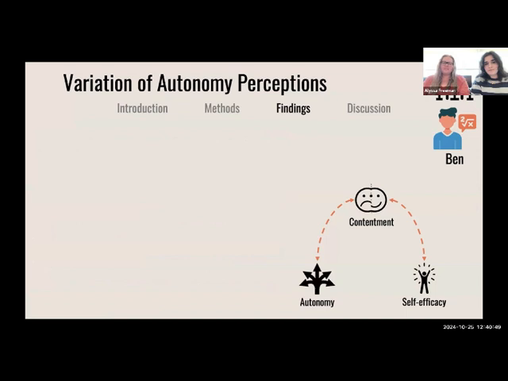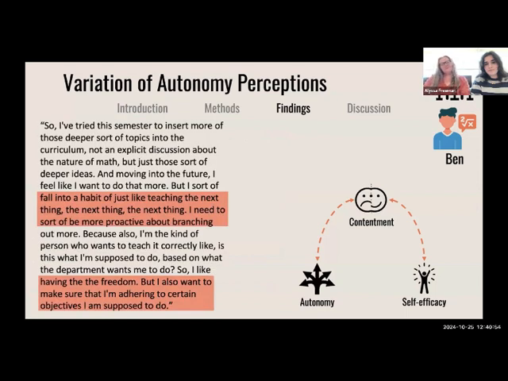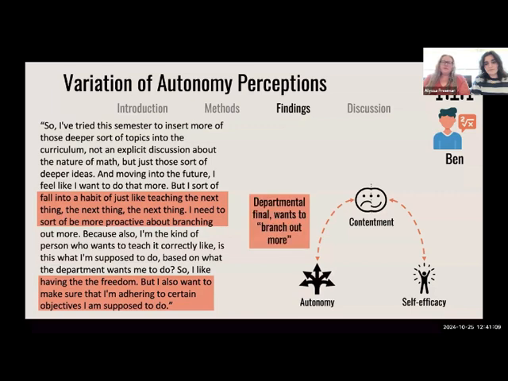And thinking about how he described his autonomy and discontentment, he says this quote here. And so here, Ben is describing how he kind of just falls into the habit of teaching the next concept and wants to be more proactive in the future about branching out more.